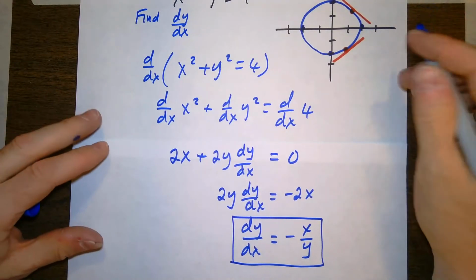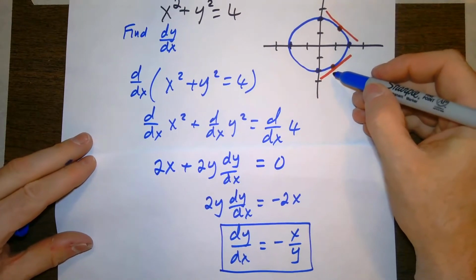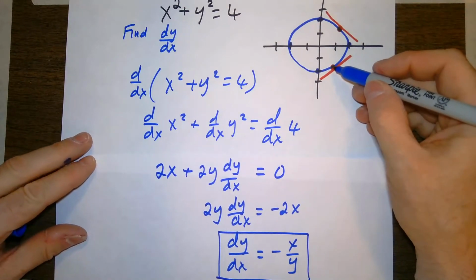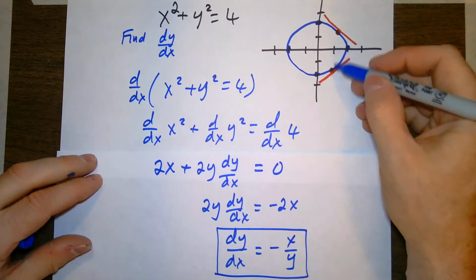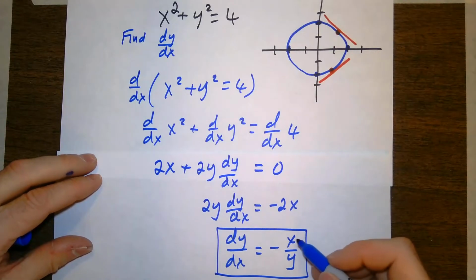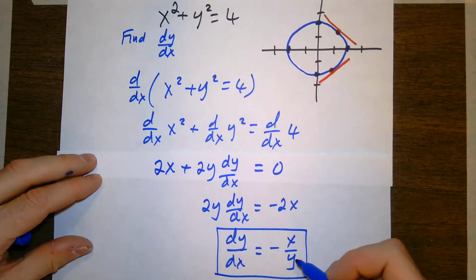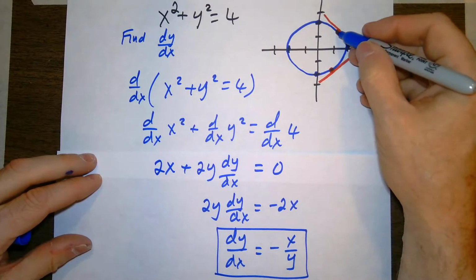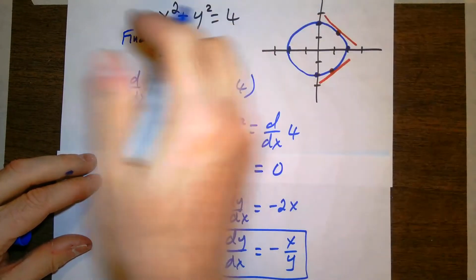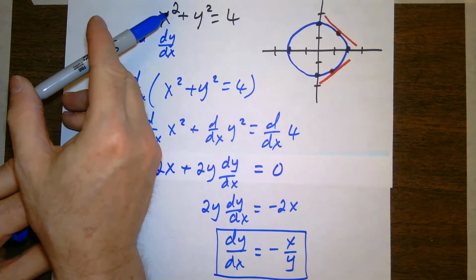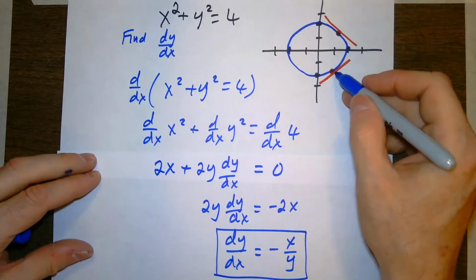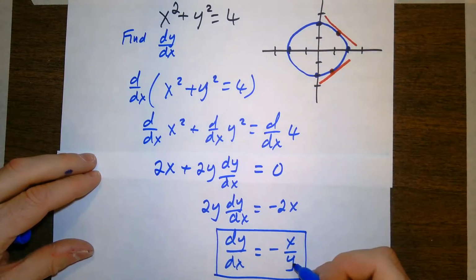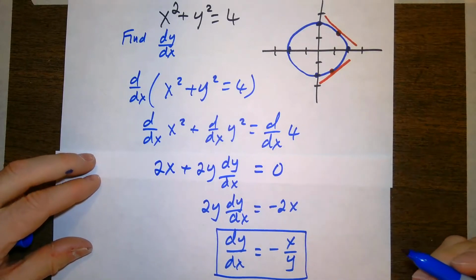So if we go back up here to our circle, if I wanted to find the equation of this tangent line right here, where x is equal to 1, the slope is going to be, plug in 1. I need the y value, because this is a different y value from that one. So to find the y value, I'd have to plug it in here. 1 squared is 1, minus, I'd get the square root of 3. So the slope of this tangent line would be negative 1 over root 3. The slope of this one would be negative 1 over negative root 3.